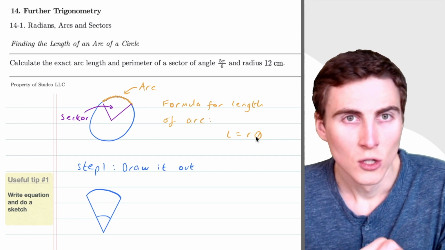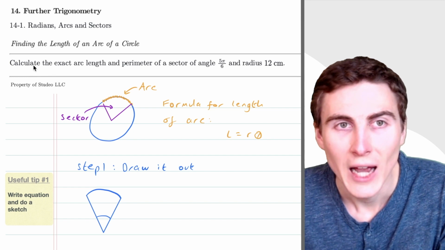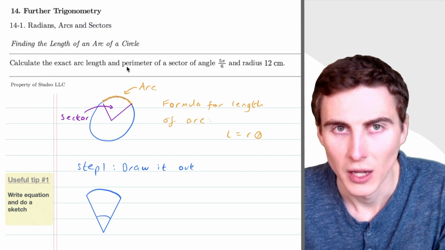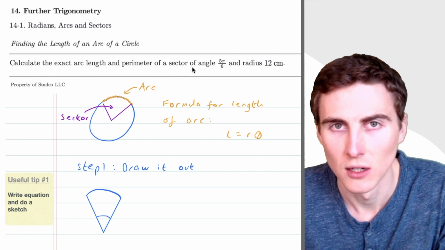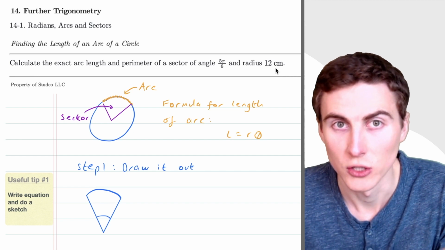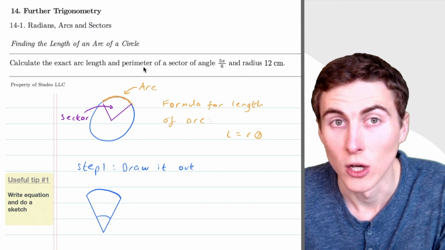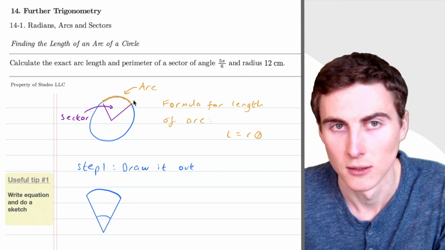Okay. So to look at this exact question then, we're asked to calculate the exact arc length and perimeter of a sector of angle 5 pi over 6 and radius 12 centimeters. There's kind of two things going on here. We've got to find the arc length, and we also have to find the overall perimeter of the entire sector.